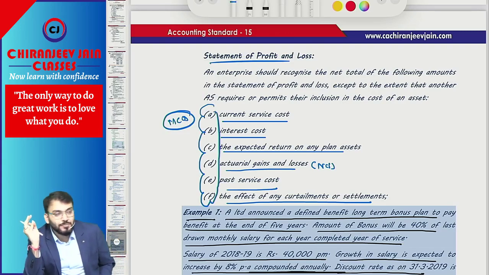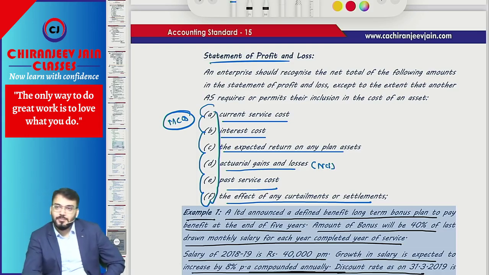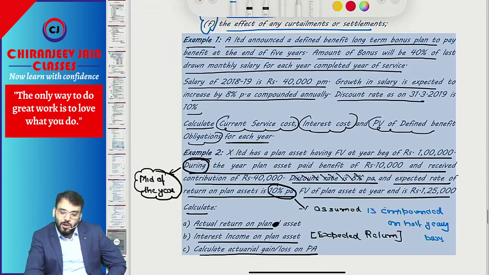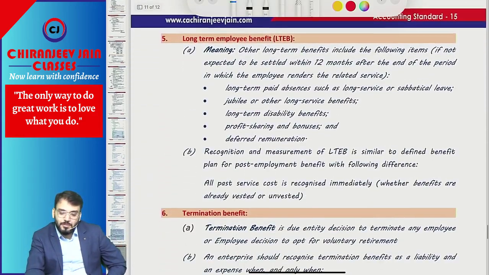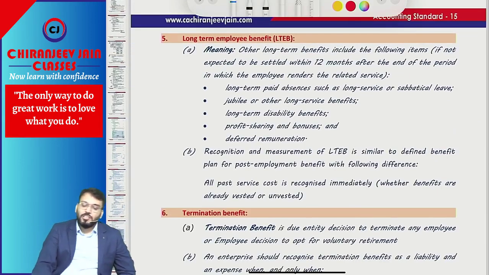So what will come in PL? Current service cost, interest cost, actual gain or loss, net amount. Net, you understood? Then curtailment gain or loss, settlement gain or loss, then past service cost. One is missed, expected return on plan asset. Understood? Done. This much you understood. Now the balance topic is a 5-minute game.